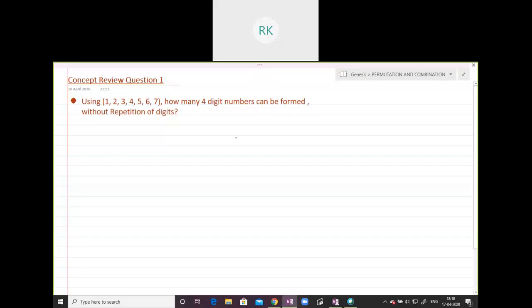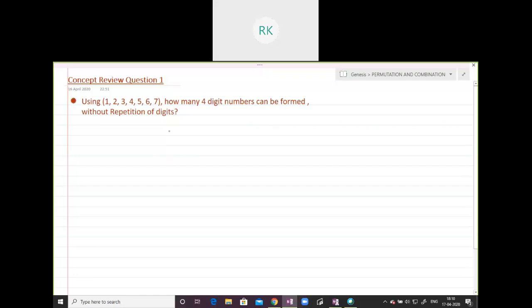Uh, 210. Who got the answer 210? Sankeet got the answer 210. Okay, Sankit, are you sure? Sankit, can you check it once again, my dear? I think you got clean bold. Shreya, Sanjana, 840. Okay, I hope that is the right answer. I don't know how you solved it.